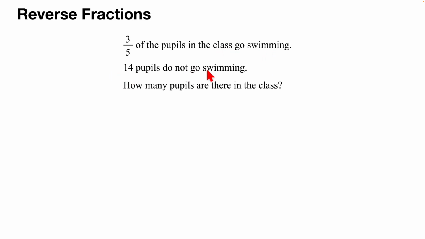14 pupils do not go swimming. I can see where this is going. We've got the number that go swimming, and we've got the number that don't go swimming. How many pupils are there in the class? Well, let's have a think. How do you create an equation from this?